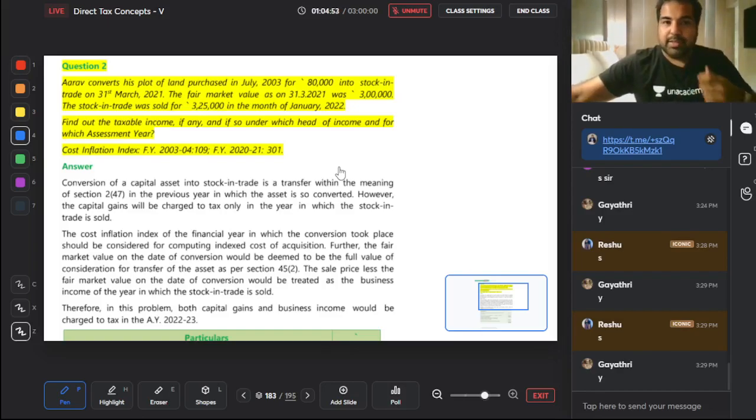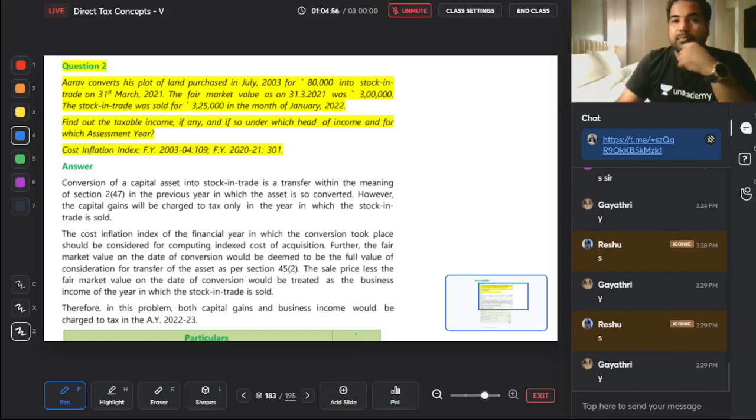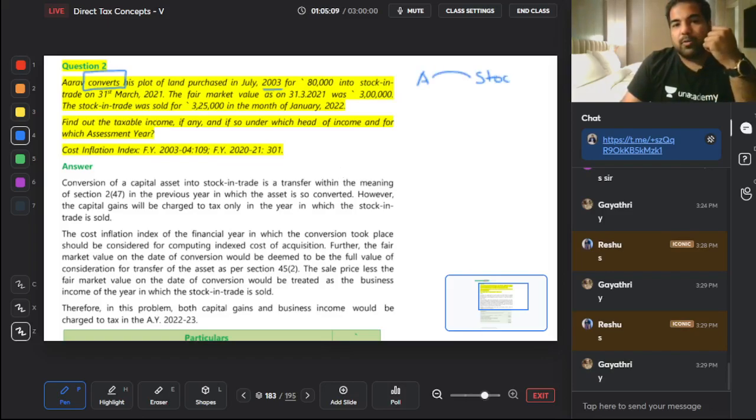Alright, so let's do this, guys. Arav converts his plot of land purchased in July 2003 for 80,000 into stock in trade. Guys, the moment I see convert, I know it's a transfer. So your asset is being converted into stock.